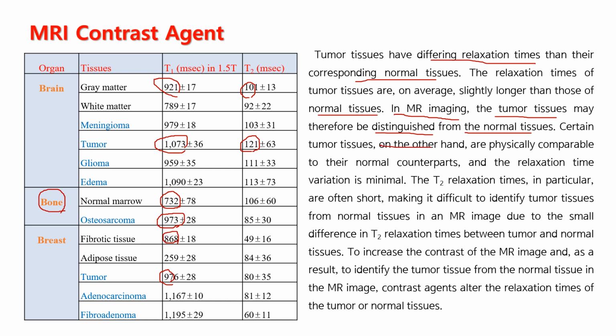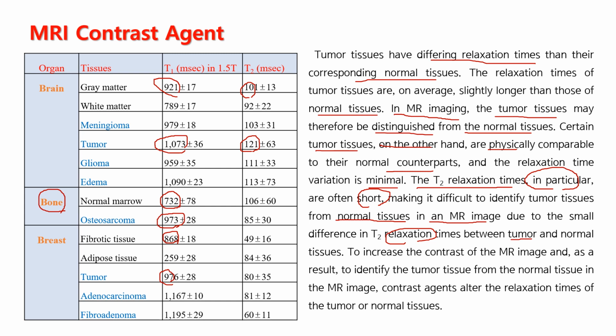However, certain tumor tissues are physically comparable to their normal counterparts, and the relaxation time variation is minimal. In particular, the T2 relaxation times are often short, making it difficult to identify tumor tissues from normal tissues in an MR image due to the small difference in T2 relaxation times between tumor and normal tissues.